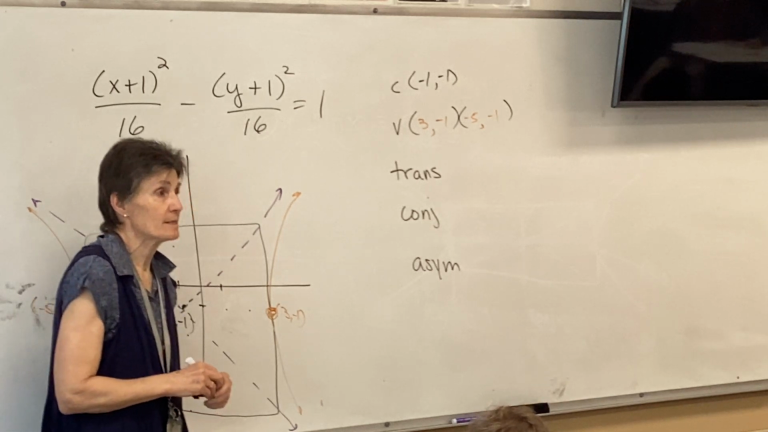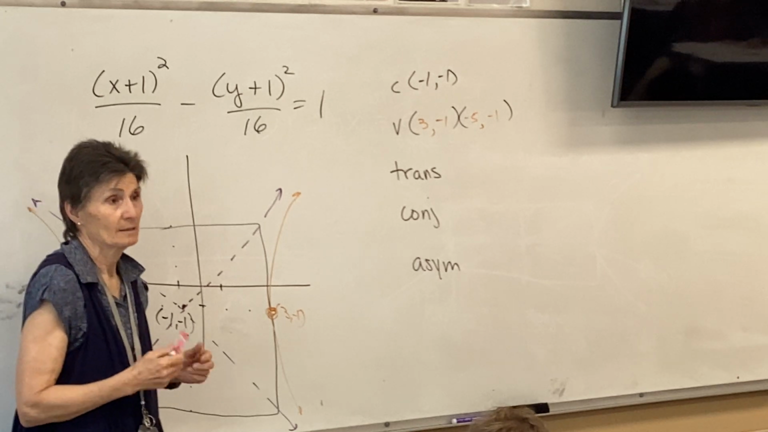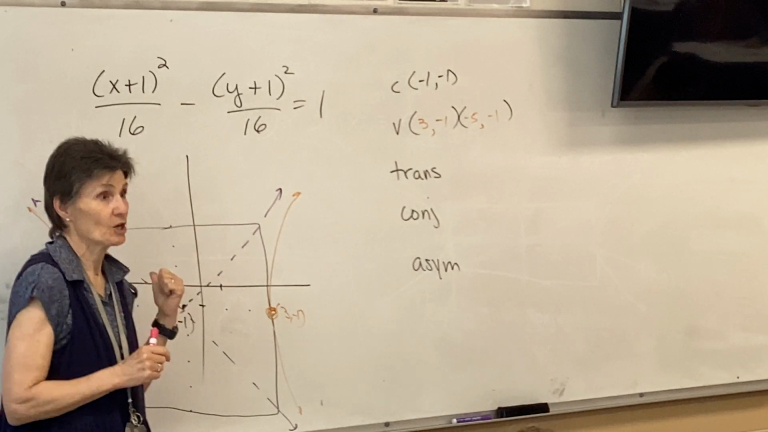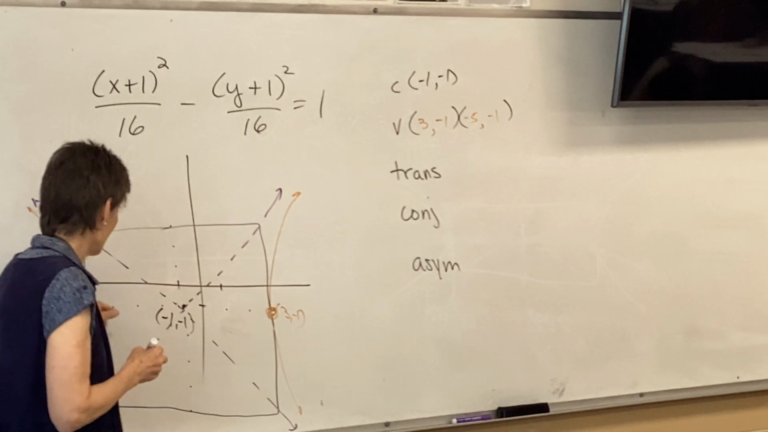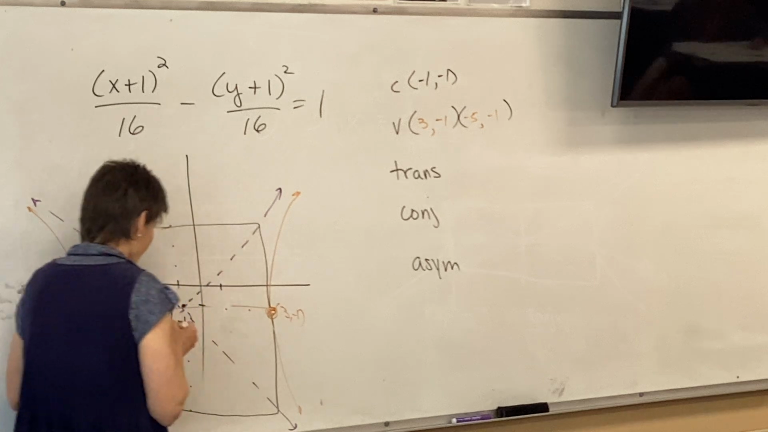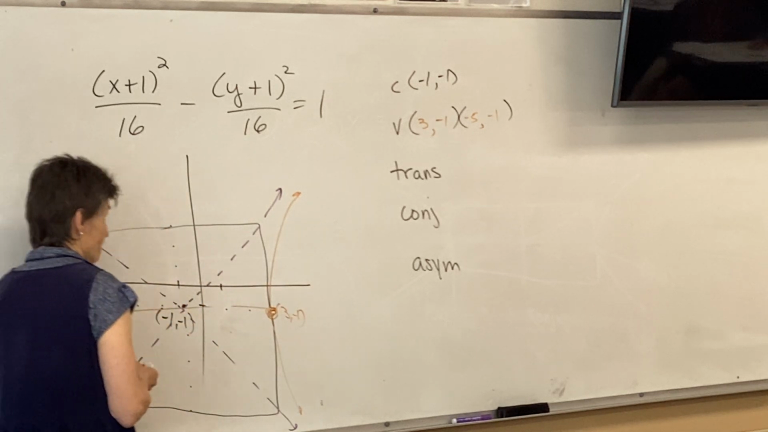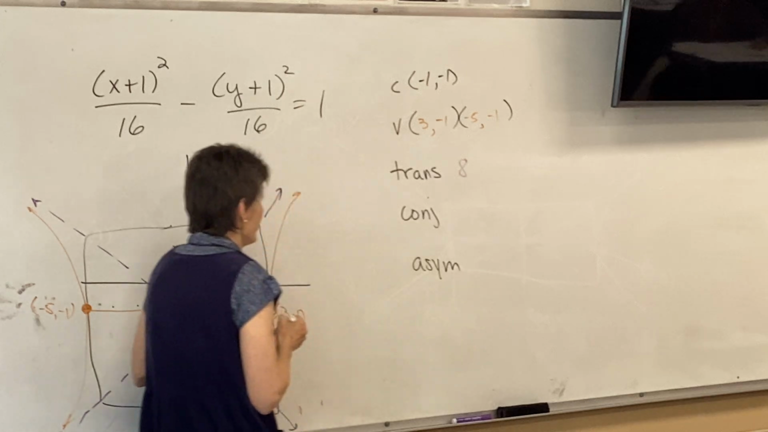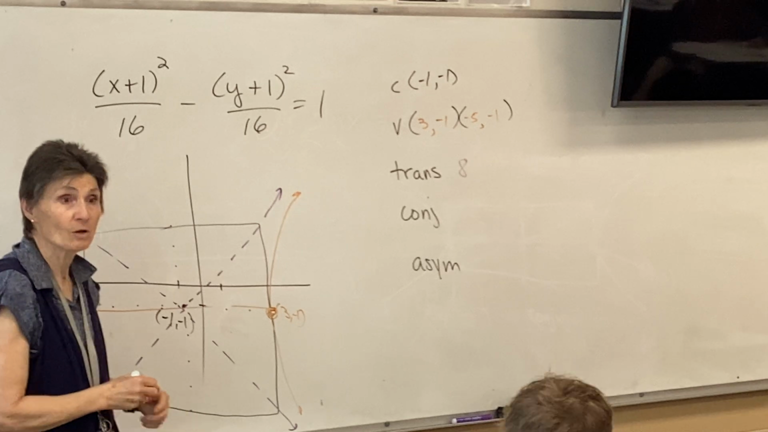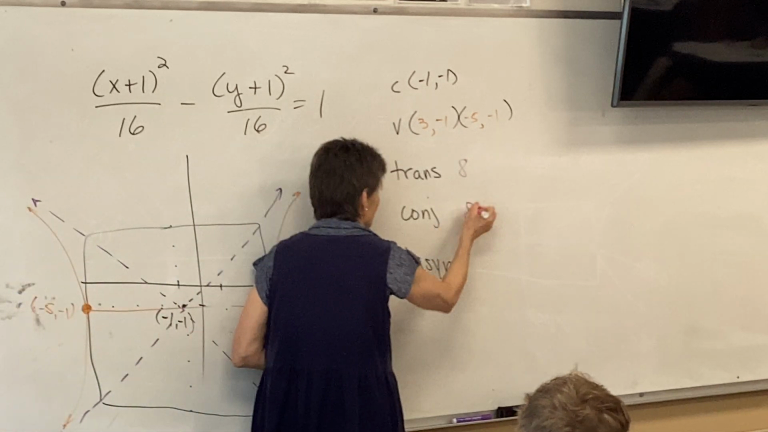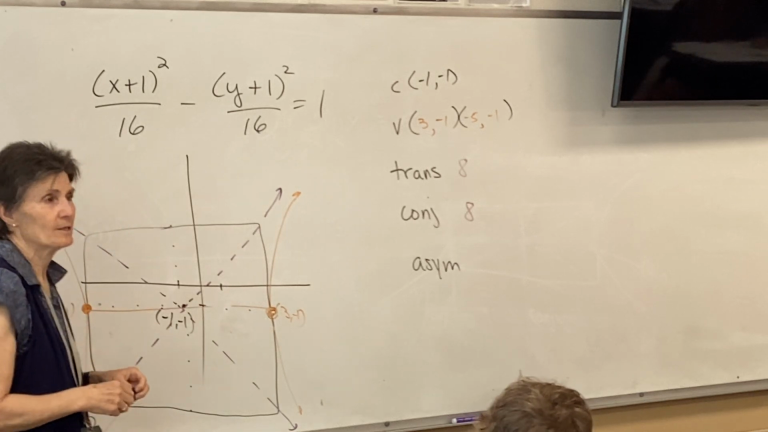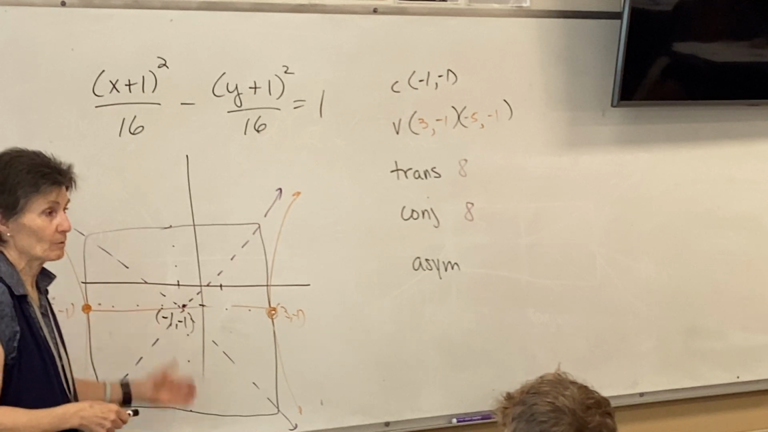Now the transverse axis is the one that does what? It connects the orange dots, the vertices. So how long is this guy right here? This is your transverse axis. How long is it? And the conjugate axis is the other one, and he is also 8. You don't need to know this, but just FYI, that's called an equilateral hyperbola.